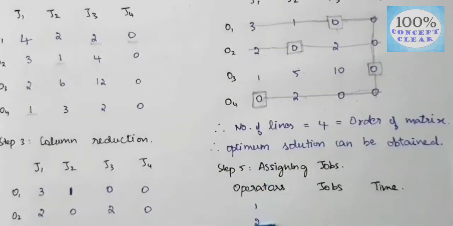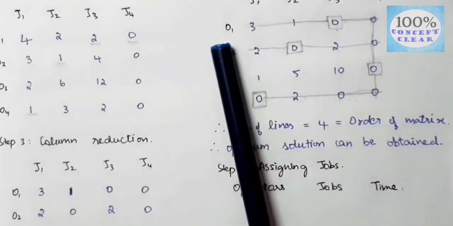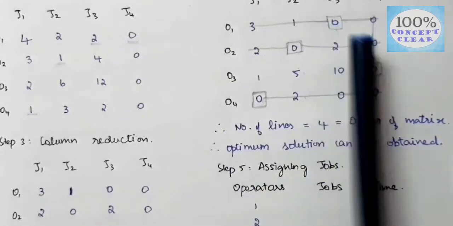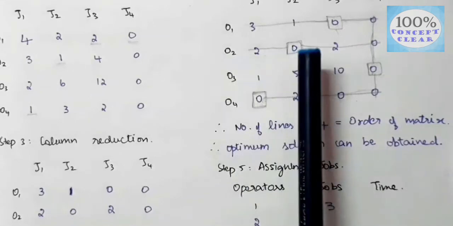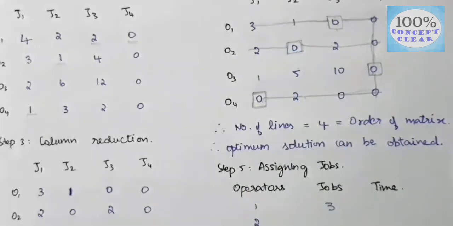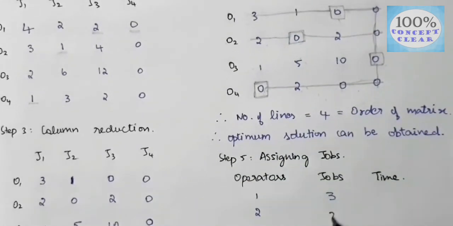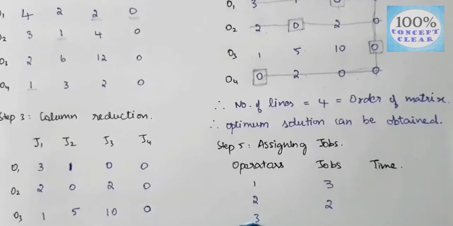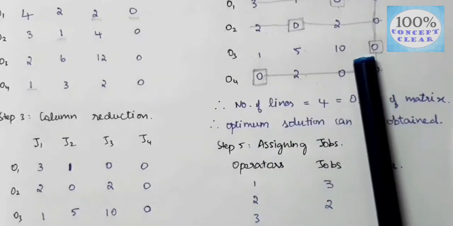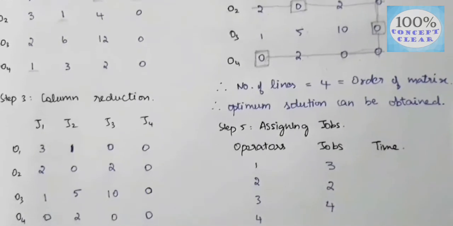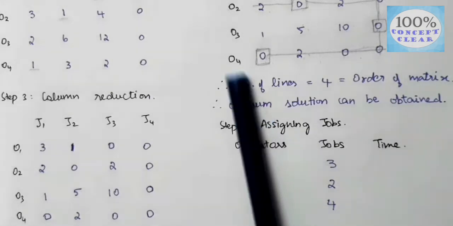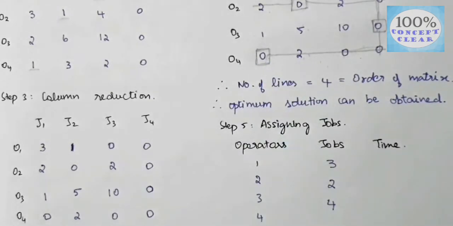So see, operator 1. So what is the job for operator 1? Operator 1 is assigned with job 3. So write 3. And for second operator, what is the assigned job? Job 2. So write 2. And for operator 3, the job is 4. So write 4. And for operator 4, the assigned job is 1. So write 1.